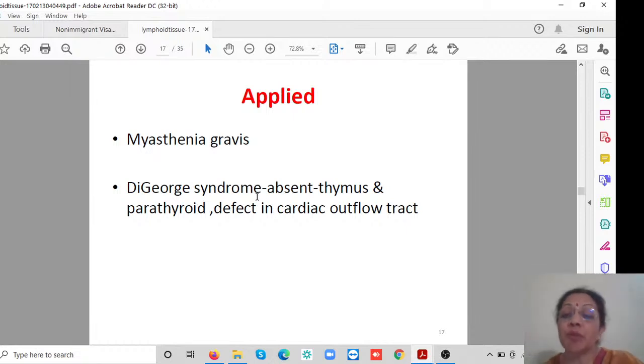Myasthenia gravis is a developmental disorder. I think Amitabh Bachchan made it famous because at some point he was diagnosed with this. So you can do that as an interesting homework.